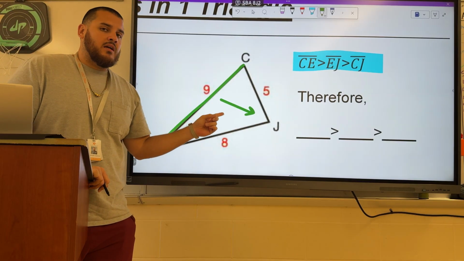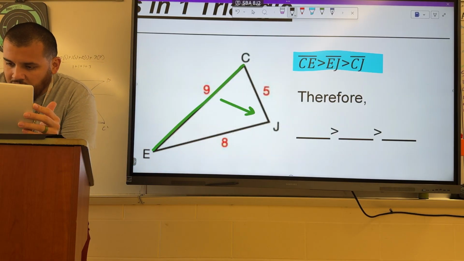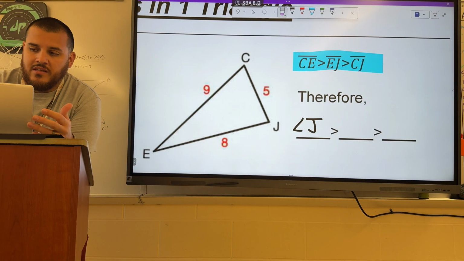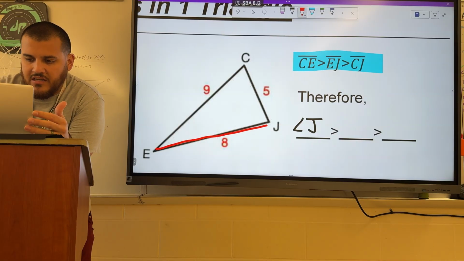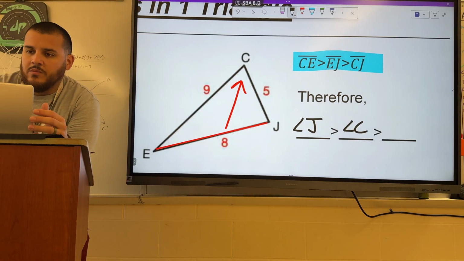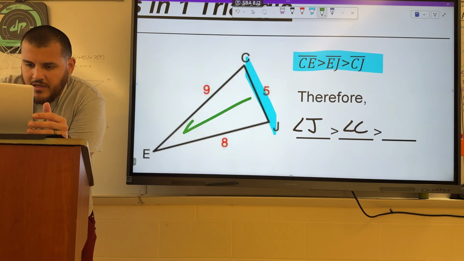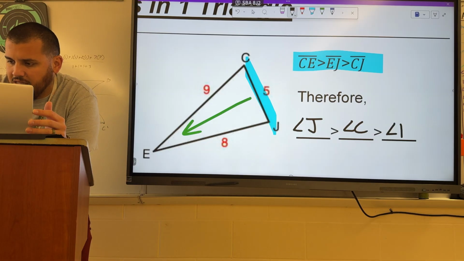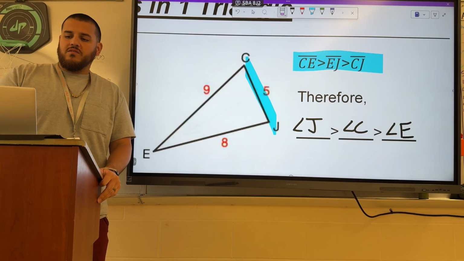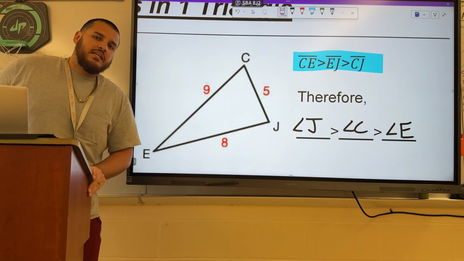Because it's opposite the longest side, angle J must be the largest angle in this triangle. Our next largest angle would be across the next largest side, EJ. The angle across from that is angle C, so angle C would be a little bit smaller than angle J. Then our shortest side is CJ, and the angle across from that is angle E, so that has to be our smallest angle in the triangle. This is our theorem regarding the measures of angles. Even though it's called the longer side theorem, it gives us information about the angle measures in a triangle.